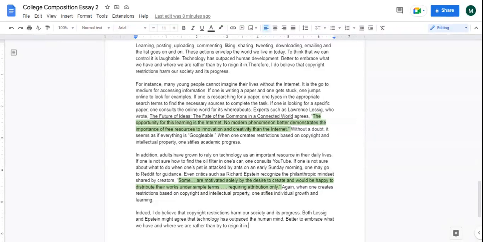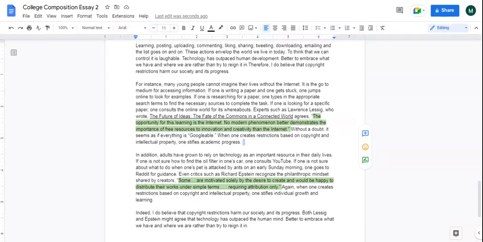Next paragraph. In addition, adults have grown to rely on technology as an important resource in their daily lives. If one is not sure how to find the oil filter in one's car, one consults YouTube. If one is not sure about what to do when one's pet is attacked by ants on an early Sunday morning, one, instead of "Mago", I should have said, one goes to Reddit for guidance. Even critics such as Richard Epstein recognize the philanthropic mindset shared by creators. Some are motivated solely by the desire to create and would be happy to distribute their works under simple terms, requiring attribution only. Again, when one creates restrictions based on copyright and intellectual property, one stifles individual growth and learning. Not sure I really like this sentence after that. I don't like the ending here, and I would definitely improve the closing of this paragraph.